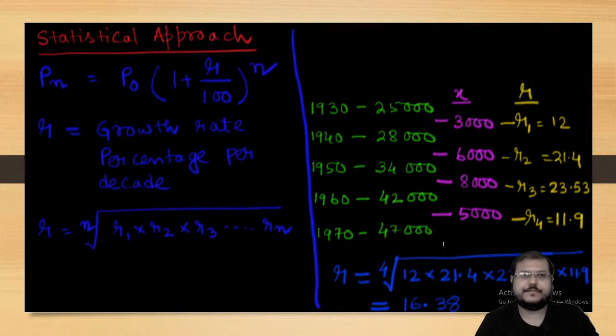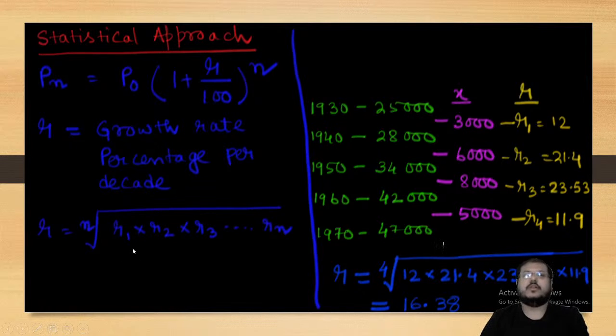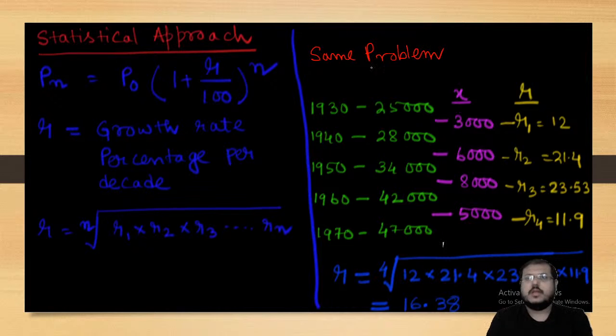So here, the statistical approach is defining Pn is equal to P naught into 1 plus R by 100 whole to the power n, where R is the growth rate percentage per decade, and R is nothing but the geometric mean of different R values. R is nth root of R1 into R2 into R3 up to Rn. So now we are going for the same problem as we have discussed in the arithmetic method. Why we are going for the same problem data, that we will discuss later also.